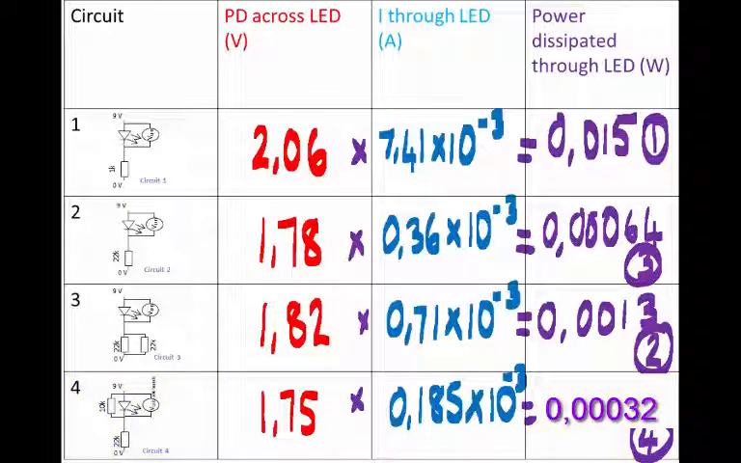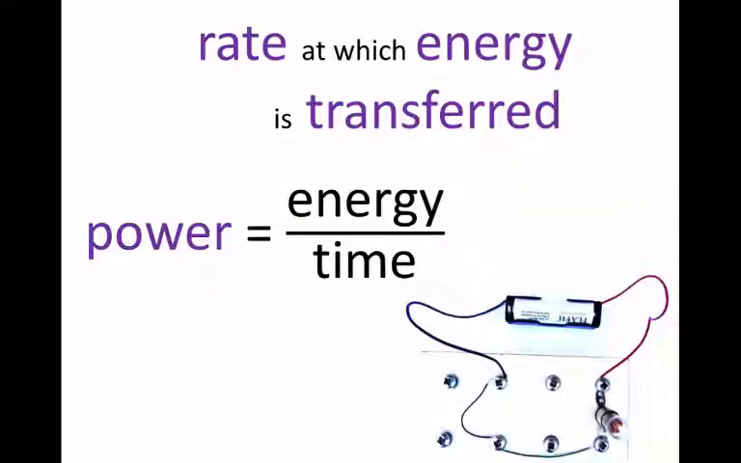So what we've seen is that the power dissipated through the LED corresponds to the brightness of the LED. And that is not surprising because power means the rate at which energy is transferred. So it's the rate at which electrical energy is changed into light energy in the LED and transferred to the surroundings. So the greater that rate, the brighter the LED.